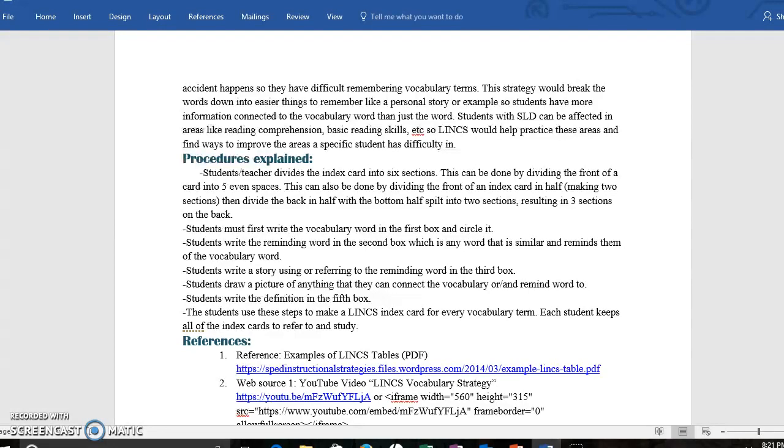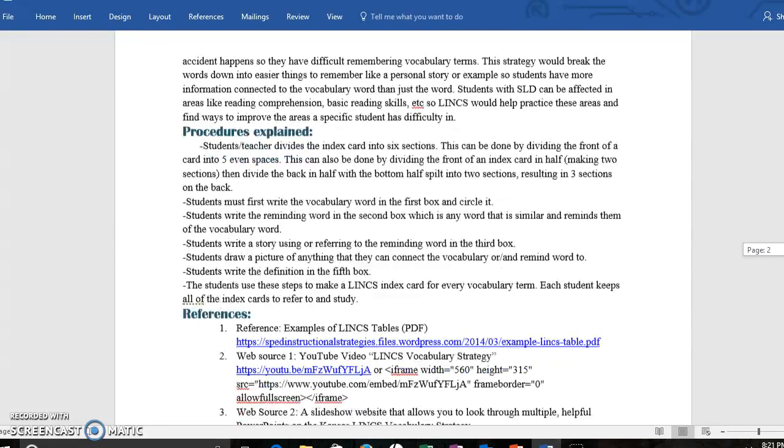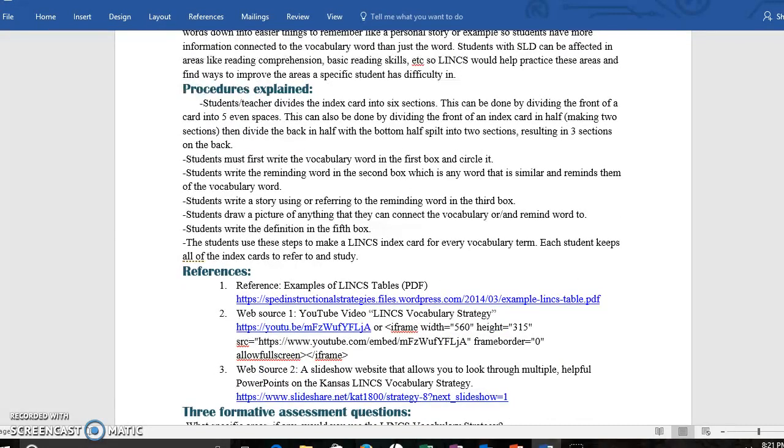Students with specific learning disabilities can be affected in areas like reading comprehension, basic reading skills, and so much more. So the links strategy would help practice these areas and find ways to improve the areas a specific student has difficulty in. The procedures in this strategy are fairly simple and anybody could do them.